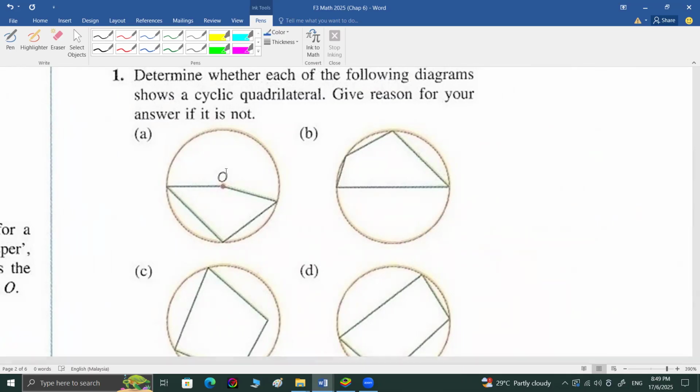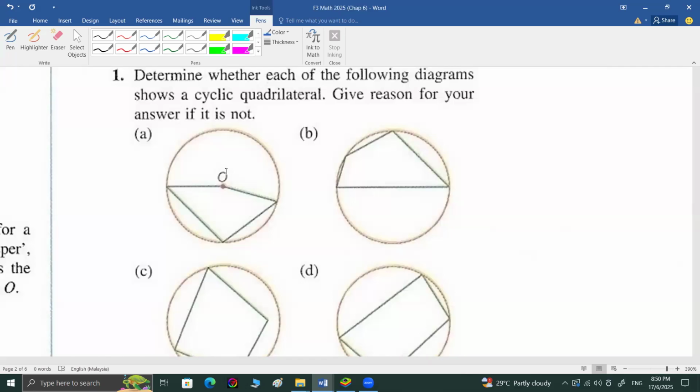You say no, because one of the vertices lies on the center of the circle. Vertices, V-E-R-T-I-C-E-S. You know vertex or not? Singular is vertex. Okay? I repeat, no. Because one of the vertices lies on the center of the circle.